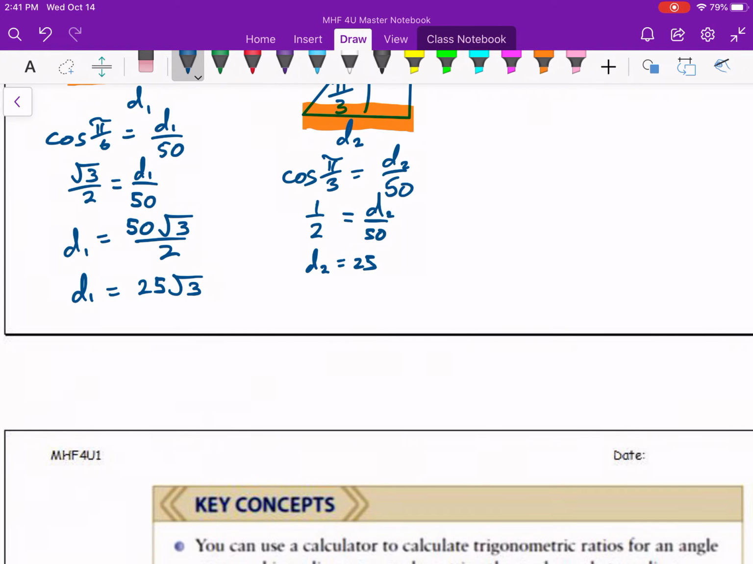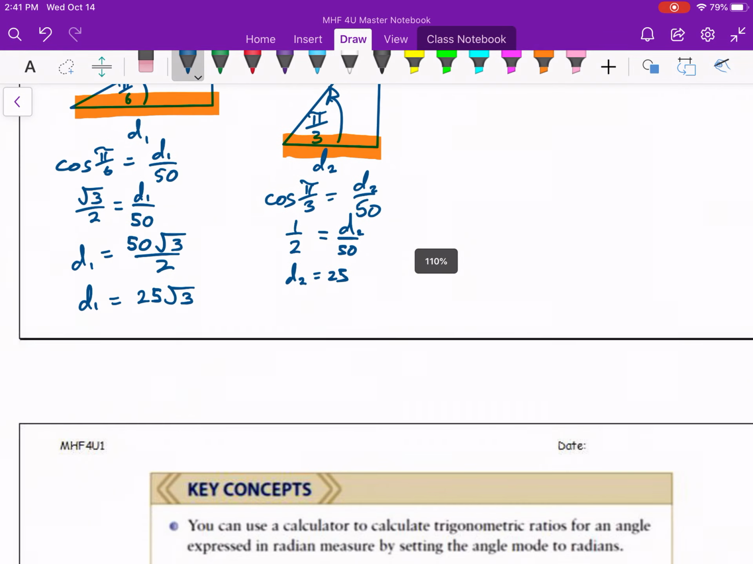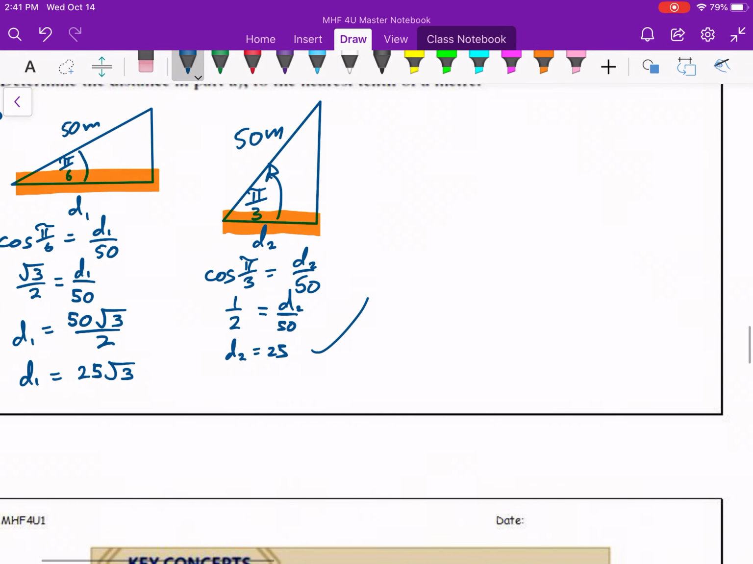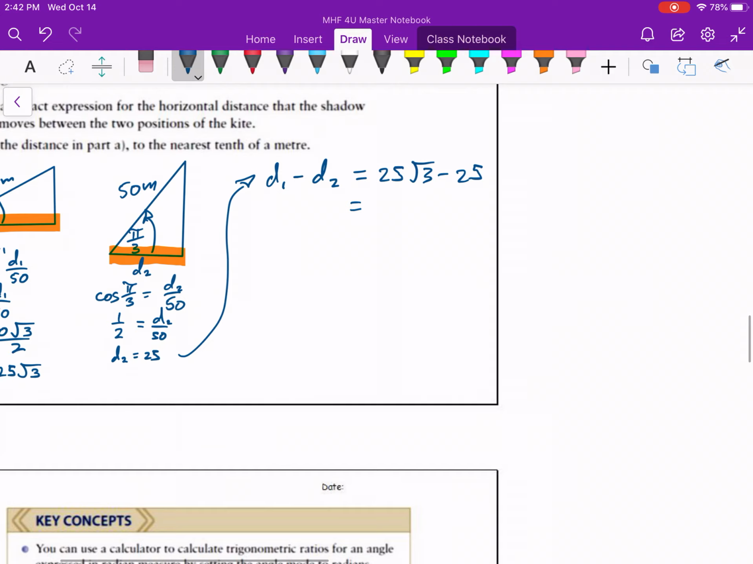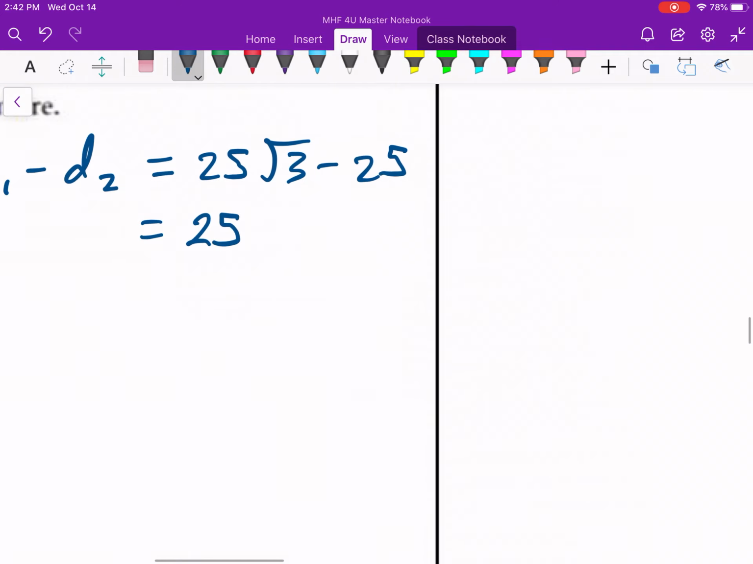So how much shorter has the shadow become? It's gone from a longer length of D1 to a shorter length of D2, so it's gone from 25 root 3 to just 25. If I want to give an exact expression, then I need to leave the radical sign there. So I could common factor out the 25, because there's two terms there, leave the root 3, and negative 25 divided by 25 is 1. There's our exact expression.